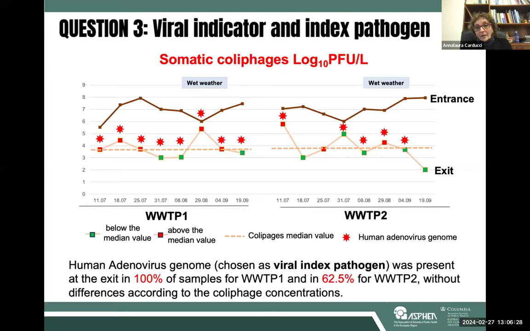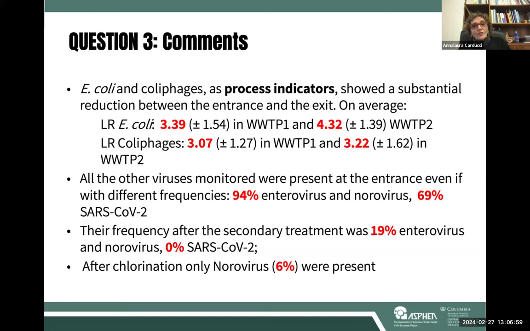These adenoviruses are monitored with a PCR, so genome, but we know that the amount of this genome is so high that we can consider that a part of this positivity is from infective adenoviruses. So the process indicators, E. coli and polyphages, indicate an important reduction in the two plants, but not the same for adenoviruses.